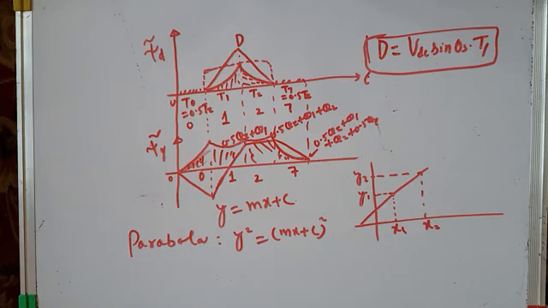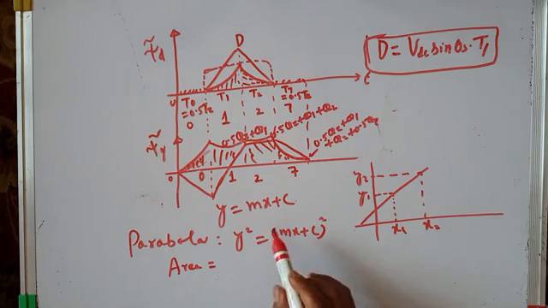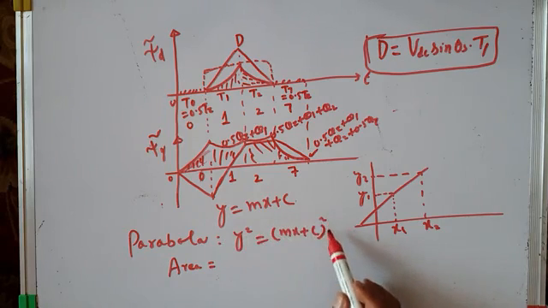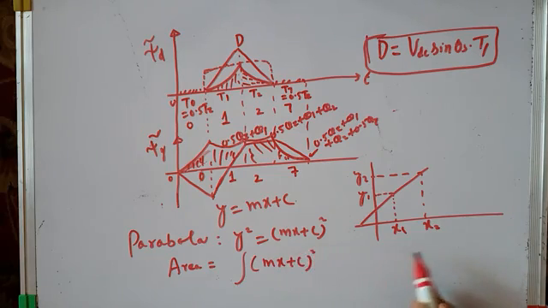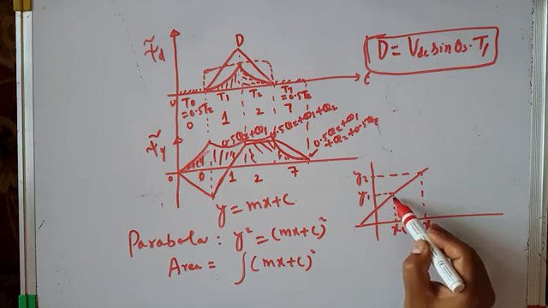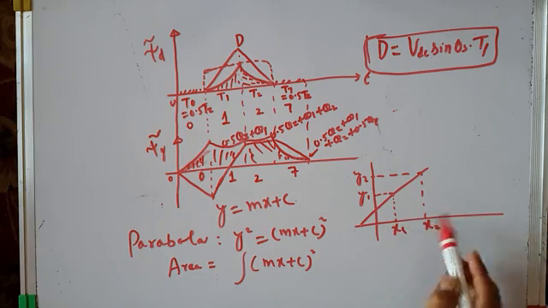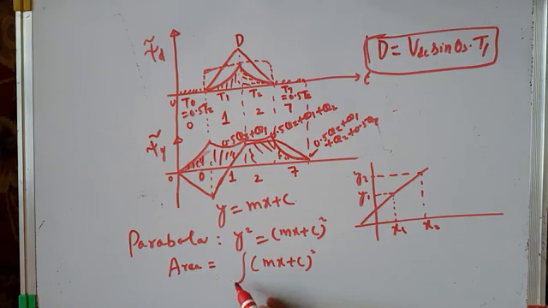Let us try to develop an equation for finding the area under a parabola. So I will write here, area will be equal to, how do you find area? You just integrate this parabola. The equation of the parabola is mx plus c whole square. I will integrate it between the limits x1 and x2. So I want to find the area within this interval x1 to x2, so my limits of integration are x1 and x2.